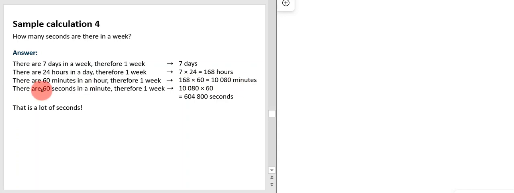And there are 60 seconds in a minute, therefore in 1 week you have 10,080 multiplied by 60, which is equal to 604,800 seconds. So that's how many seconds there are in 1 week. That's a lot of seconds. Similar to length, you need to be comfortable moving back and forth between the units of time.